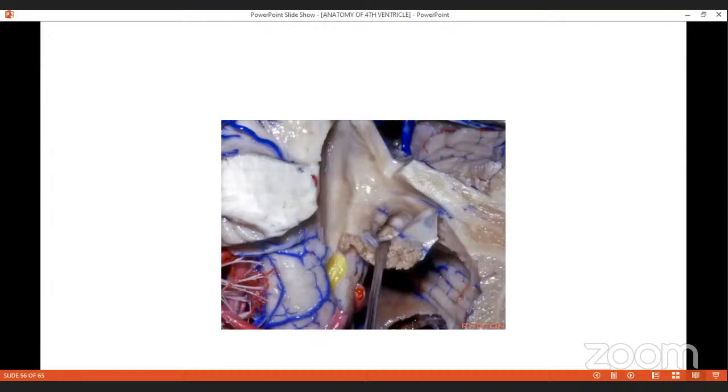Can you give them a hint? Maybe. So basically, this is the inferior slope of the floor, right? So this was the roof. This is basically the roof with the superior slope, and this is the inferior slope of the roof of the fourth ventricle. So in the inferior slope, you have a midline aperture where the cavity of the fourth ventricle communicates with the subarachnoid space. So this is the midline located aperture or the foramen.